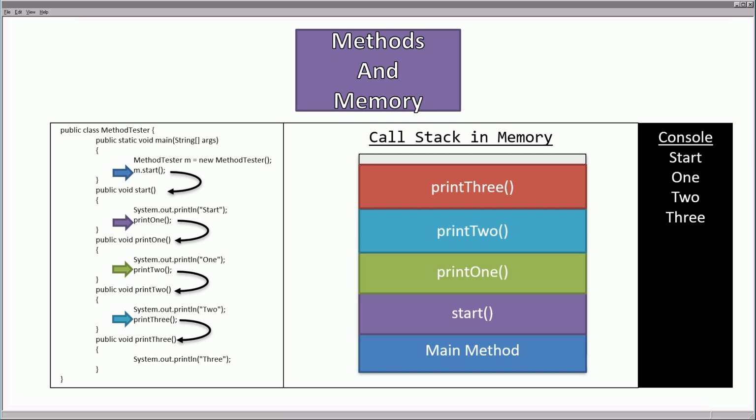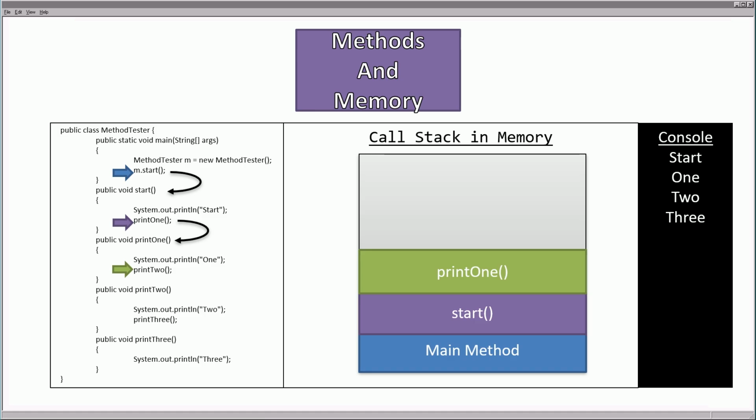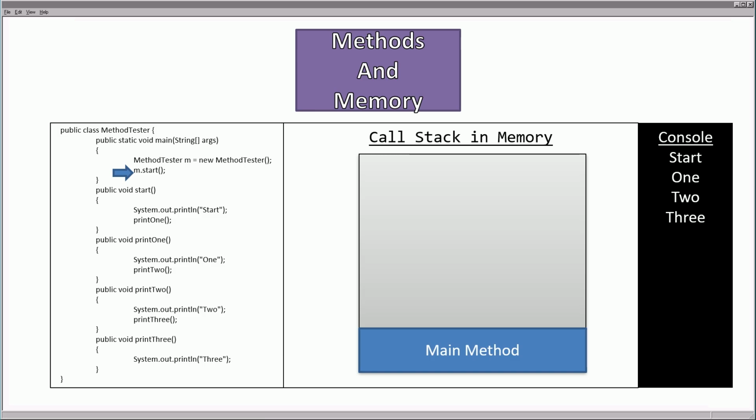Now what happens is once that method has fully completed, we remove that off of the call stack and resume back to the method that it was called from. Now we're back to print2. Well, we're done with that, so we pop that off, return back to print1. That's done, pop that off, return back to start. That's done, pop that off. Now we're back to the main method, and the main method is completed, and so we remove that, and the program terminates.